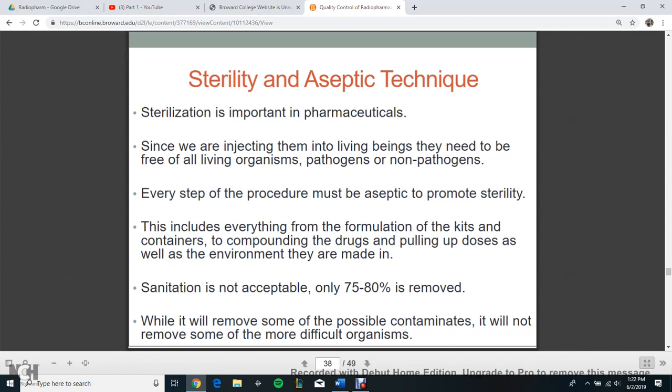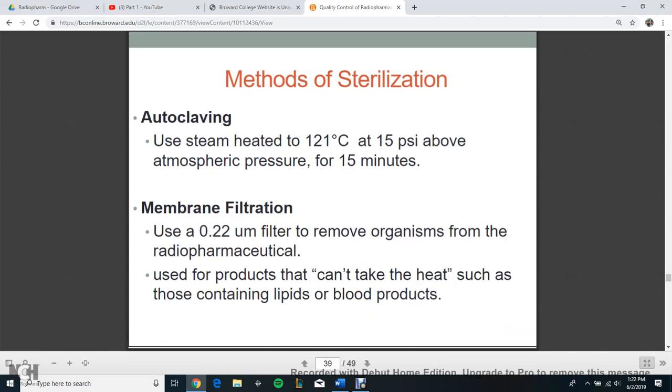Sterility and aseptic technique. Sterilization is important in pharmaceuticals. Since we are injecting them into living beings, they need to be free of all living organisms, pathogens or non-pathogens. Every step of the procedure must be aseptic to promote sterility. This includes everything from the formulation of the kits and the containers to compounding the drugs and pulling up doses, as well as the environment they are made in. Sanitation is not acceptable. Only 75 to 80% is removed. While it will remove some of the possible contaminants, it will not remove some of the more difficult organisms.